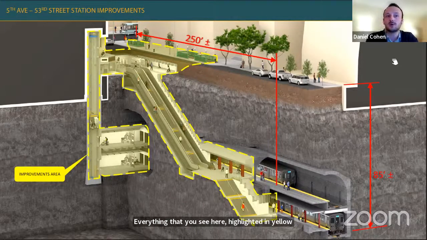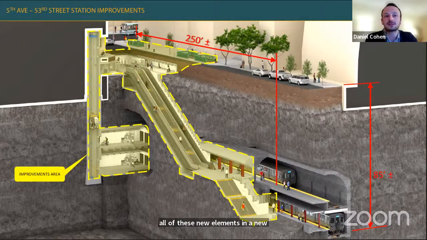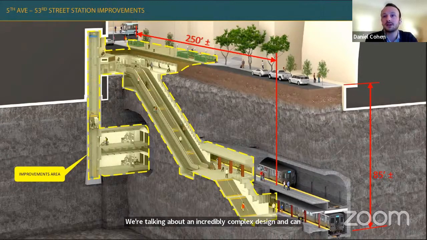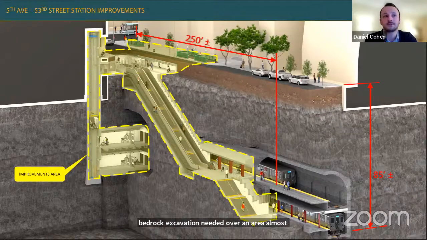Again, there's no feasible way to provide ADA accessibility or the much needed additional escalator capacity at the station without constructing all of these new elements in a new center circulation core. We're talking about an incredibly complex design and construction project here with an enormous quantity of bedrock excavation needed over an area almost the length of a football field and again, the depth of an 8-story building.